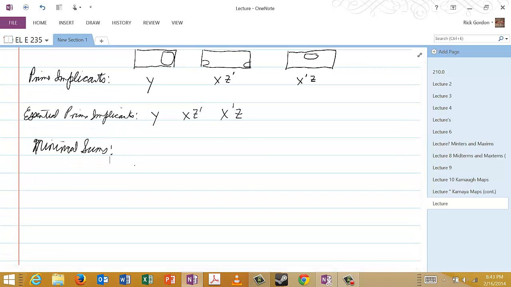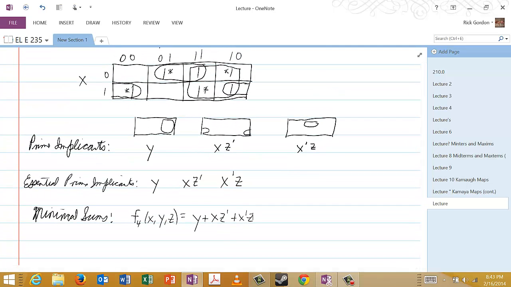And therefore, as we now look for minimal sums for the function f4, if we begin to write it out, f4 of xyz, remember that every minimal sum that you identify must always have in it the essential prime implicants. So that's what we'll start with, y or x z prime or x prime z.